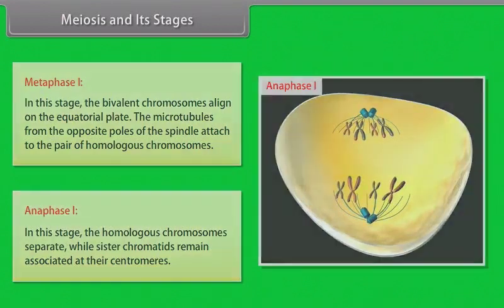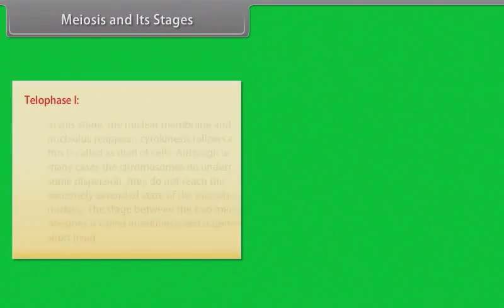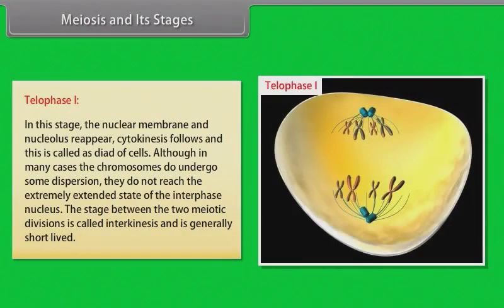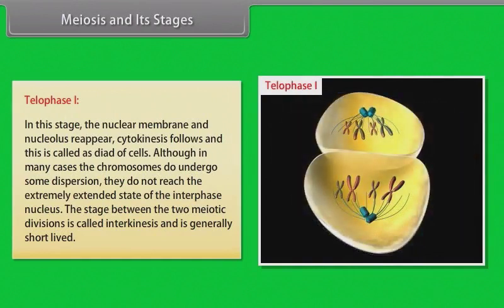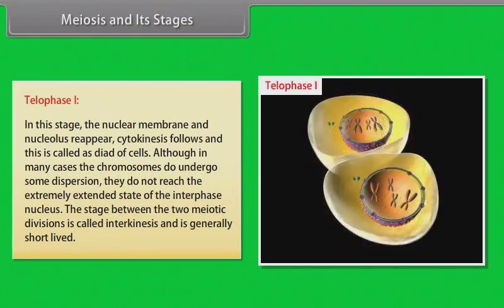Anaphase I is followed by telophase I. In this stage, the nuclear membrane and nucleolus reappear, cytokinesis follows, and this is called the dyad of cells. Although in many cases the chromosomes do undergo some dispersion, they do not reach the extremely extended state of the interphase nucleus. The stage between the two meiotic divisions is called interkinesis and is generally short-lived. Interkinesis is followed by prophase II.